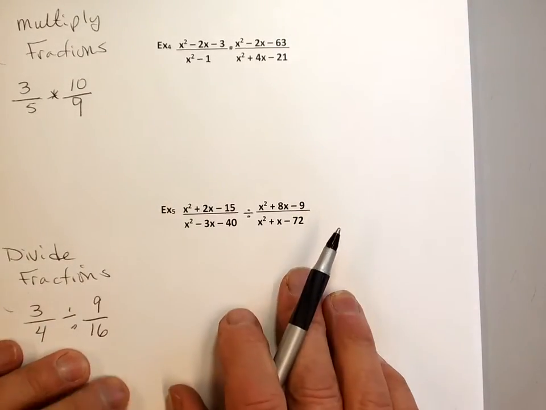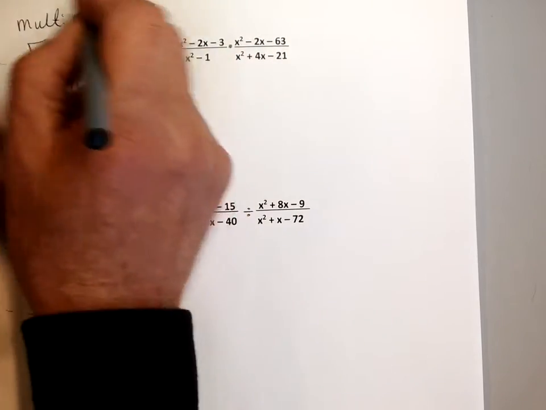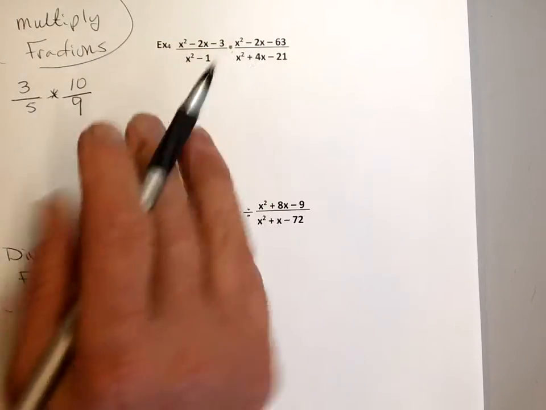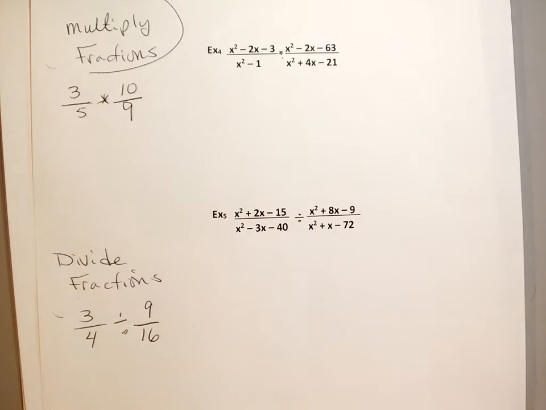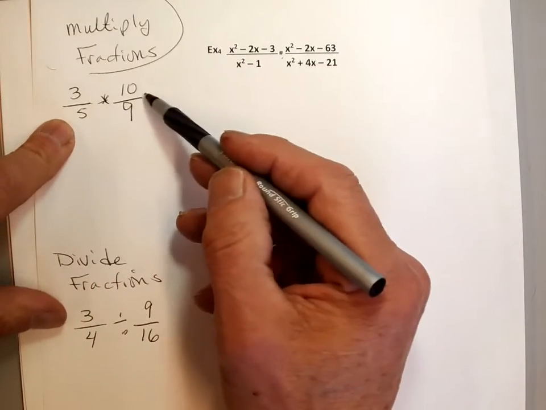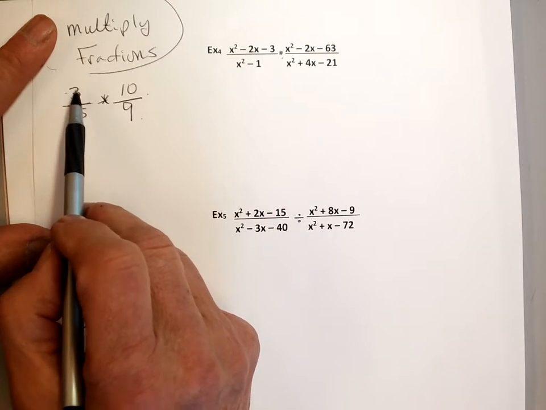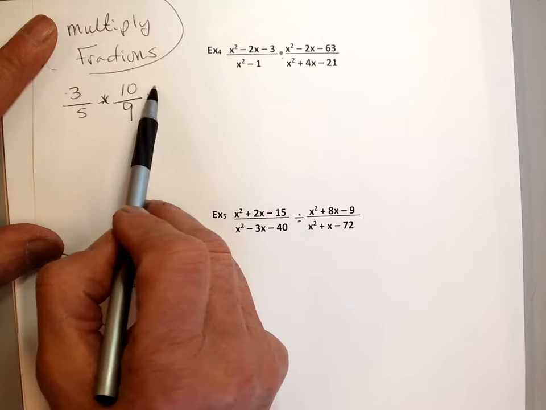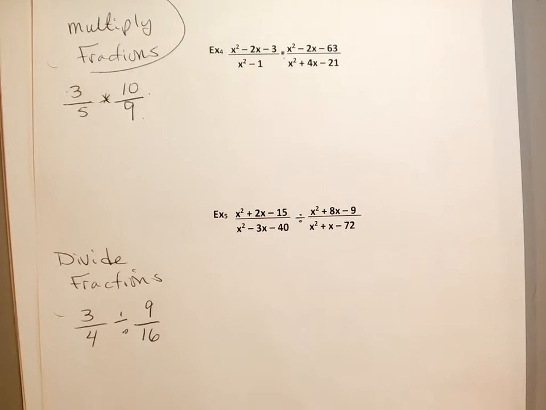Example 4. On example 4, we're going to talk about multiplying fractions. See this multiplication here? Well, let's go back to a basic problem. Back to 6th grade math. I've got 3/5 times 10/9. One way to do it is multiply straight across. 3 times 10 is 30. 5 times 9 is 45. Okay, that is correct. But I like to cross simplify first.